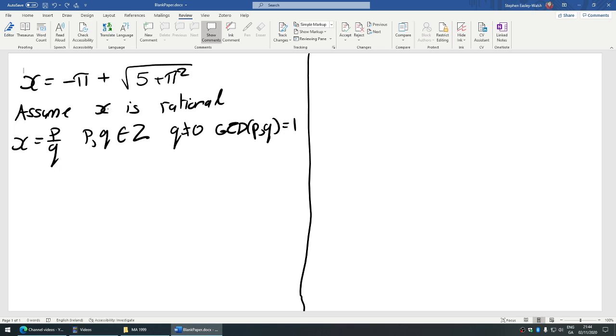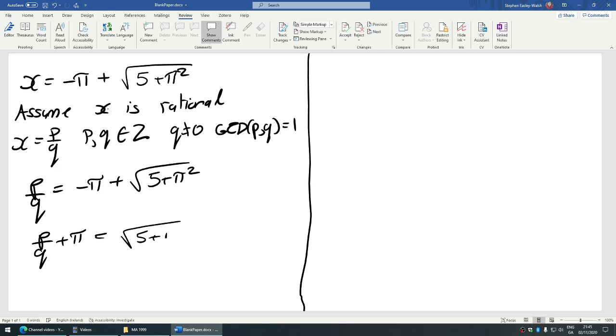We'll assume that x is rational, so that means p over q is equal to minus pi plus the square root of 5 plus pi squared. So that would mean that p over q plus pi is equal to the square root of 5 plus pi squared. Squaring both sides, we get p squared over q squared plus 2p over q pi plus pi squared is equal to 5 plus pi squared.